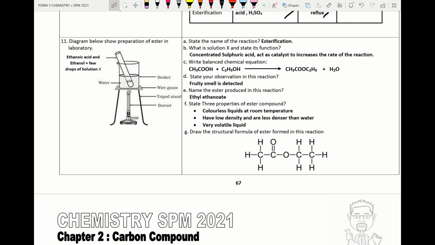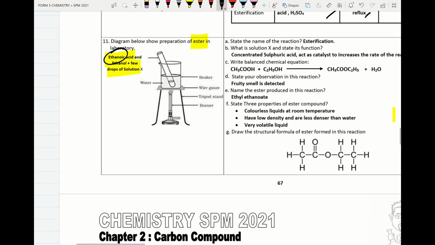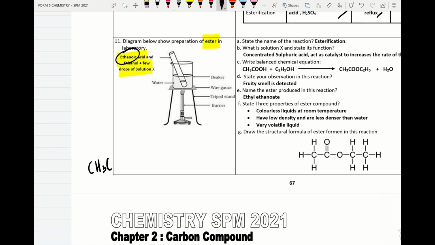Next we move on to the short essay or short structure question, preparation of ester. Please check all these esterification reactions. Under the esterification reaction, we need ethanoic acid. So write down the formula of ethanoic acid, CH3COOH, reacted with ethanol, C2H5OH. The name of the catalyst needed, the solution X, will be the catalyst. This catalyst is concentrated sulfuric acid.